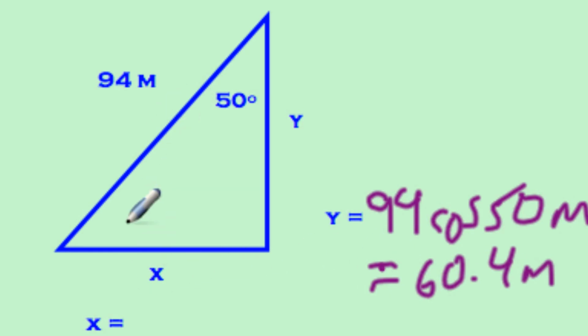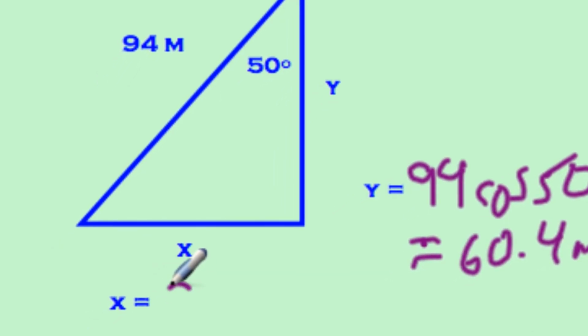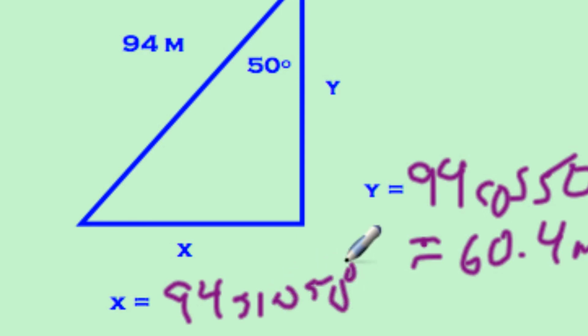Similarly over here, the horizontal side, x now, is the opposite. So we'll go hypotenuse 94 sine of 50 degrees, and that's going to be equal to 72 meters.